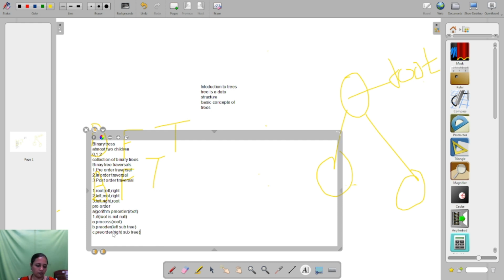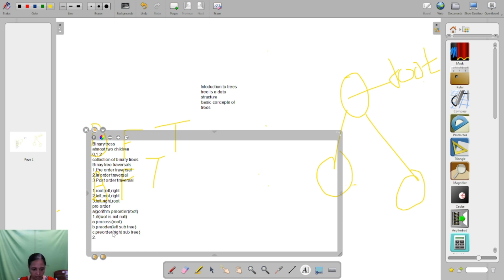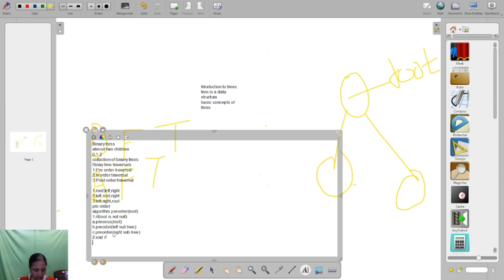Right subtree. So you process this one. The last step is n. If the third one is n, pre-order. Okay. So this one is the algorithm of pre-order.